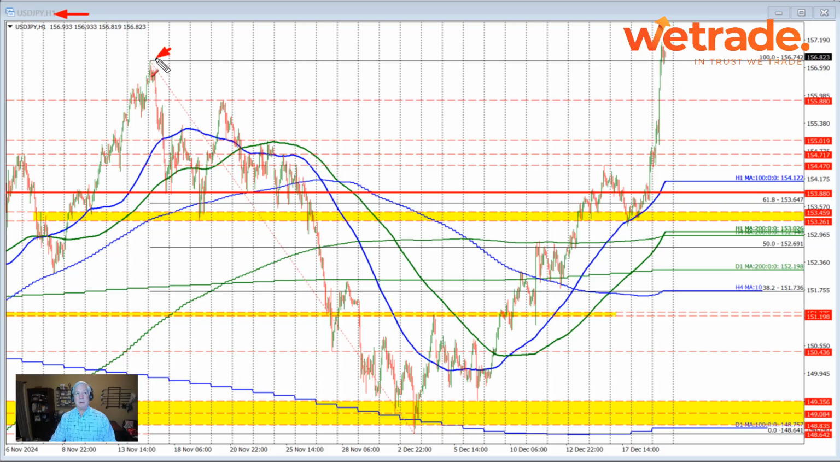We did break above this high price going back to mid-November, and breaking above that level took the price up to around the 159 or so level as the high for the dollar versus yen. We since rotated back down toward this old high right here, and seem to be trying to find some support buyers against that level. The level comes in at 156.74. Current price is trading 156.82.